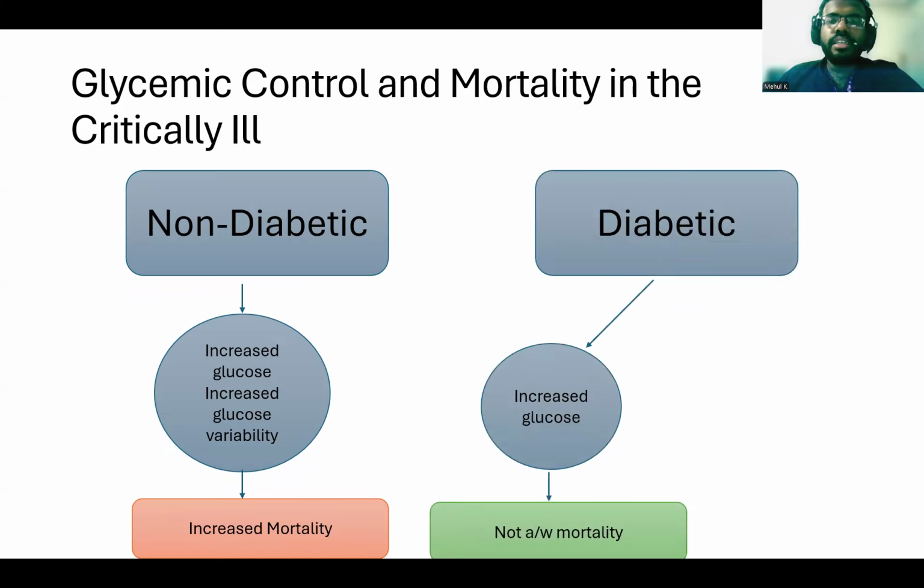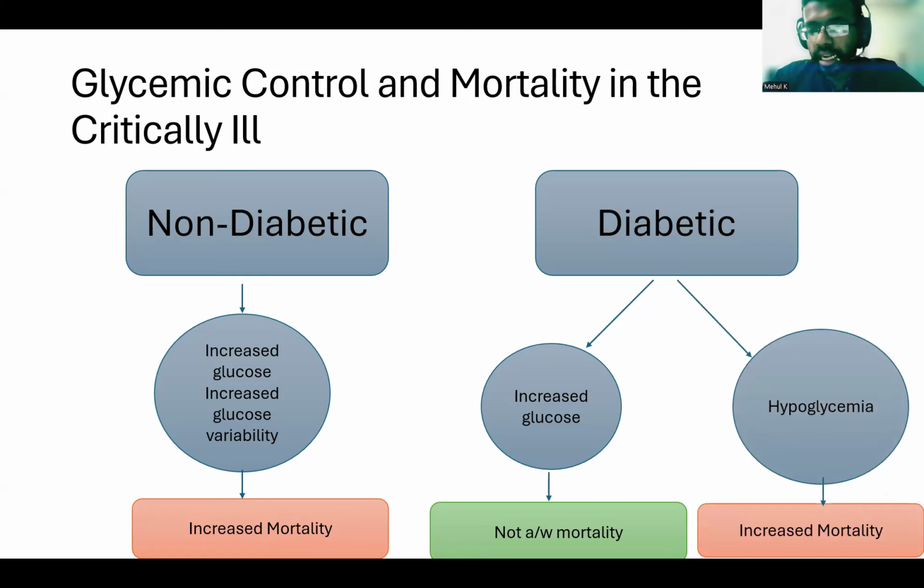But in patients who are already diabetic, they have been having increased blood glucose levels for a long time, months, years maybe. In them, increased glucose levels are not associated with increased mortality. In those patients, hypoglycemia on the other hand is associated with increased mortality. So this is an important differentiator that you need to understand between patients who are non-diabetic and diabetic at baseline.